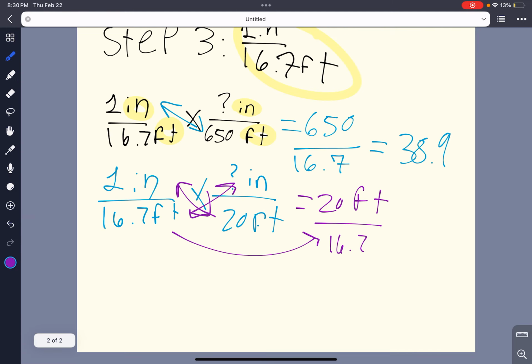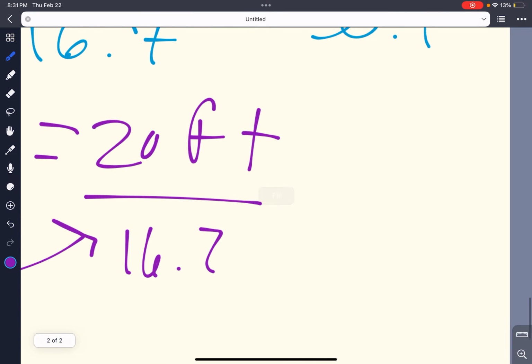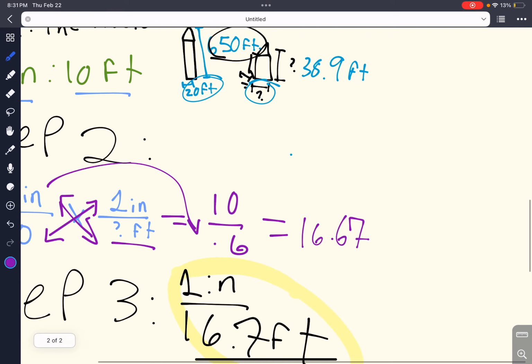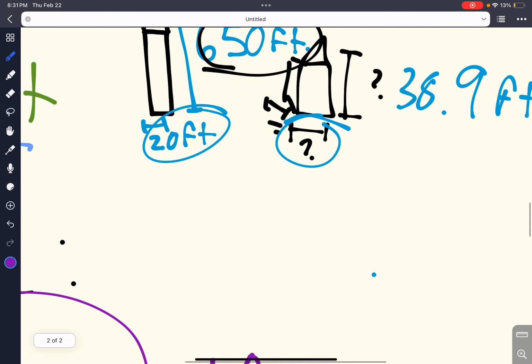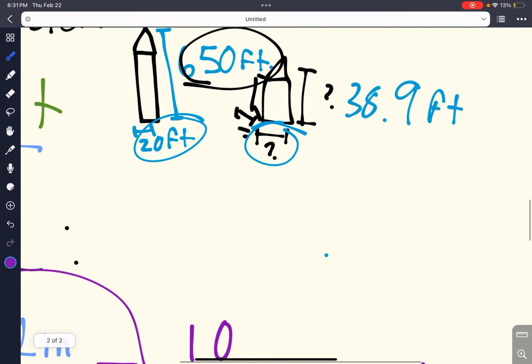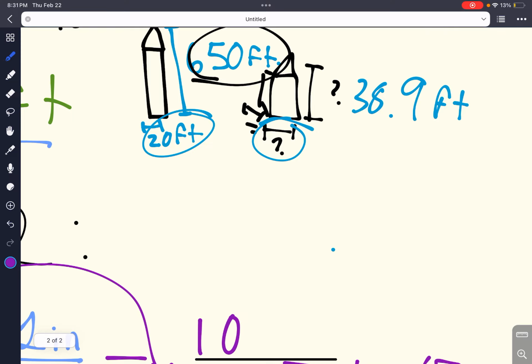And 20 divided by 16.7 would equal 1.198 inches. So this building is going to be 38.9, and rounded would be 1.2. So now we have the coordinates of our building.